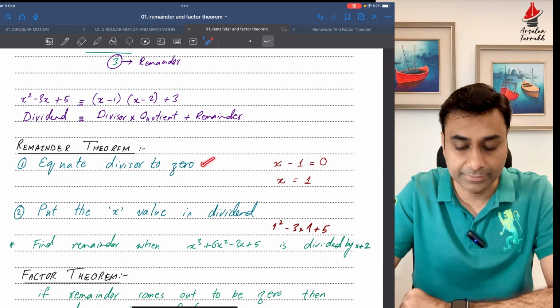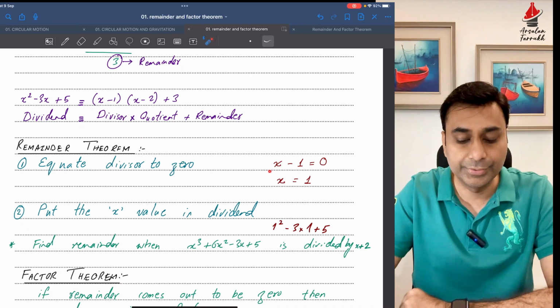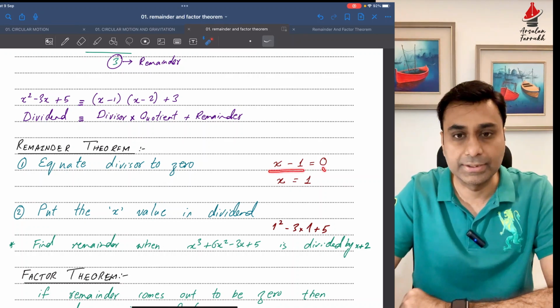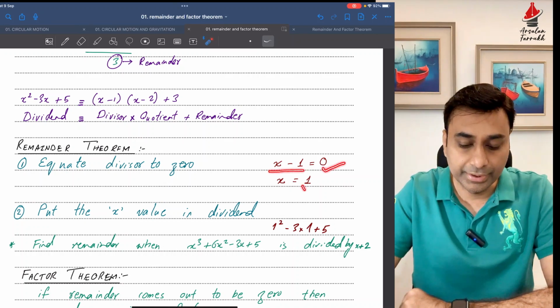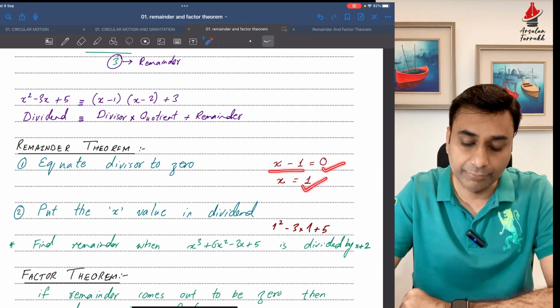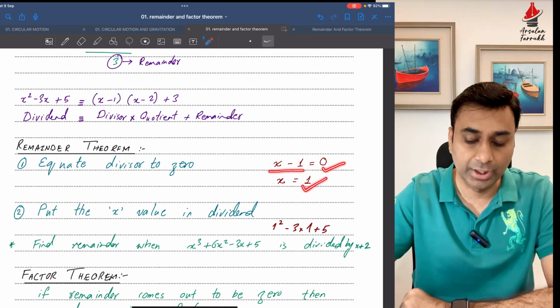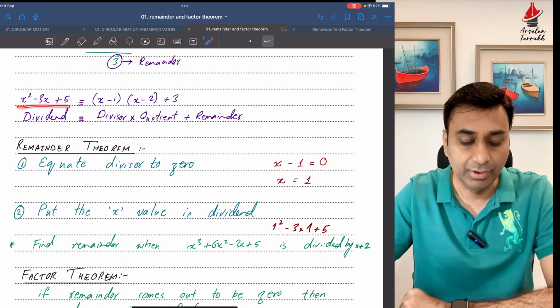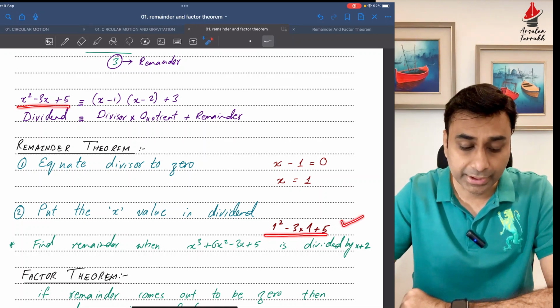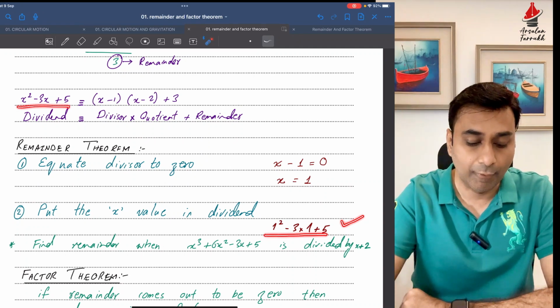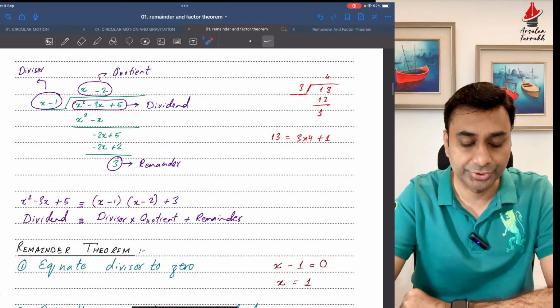Here the divisor was x minus 1, I equated it to 0 and I got the value of x as 1. Now once you've equated the divisor to 0 and found the value of x, you will plug that value of x back into the dividend. So it's going to be 1 square minus 3 times 1 plus 5. That simplifies to 3. So you directly get the remainder 3, which you were getting earlier by doing this long process of division.